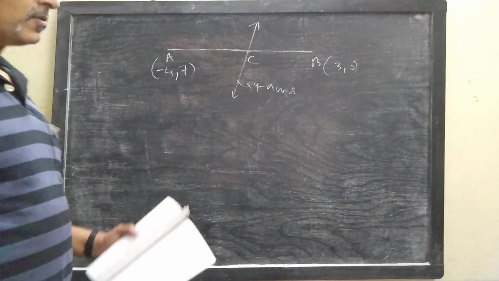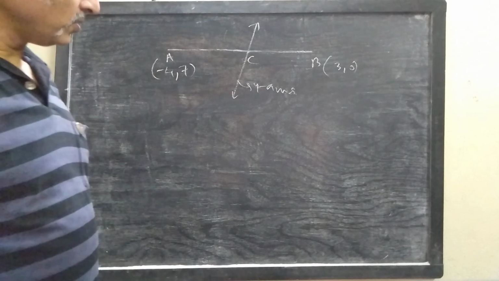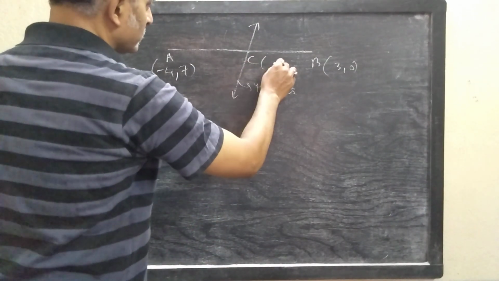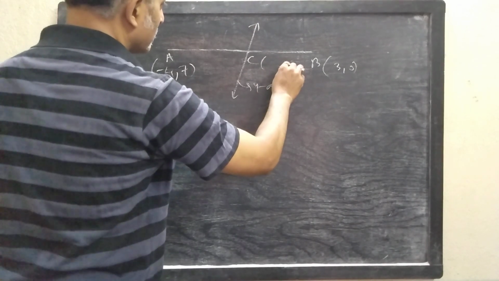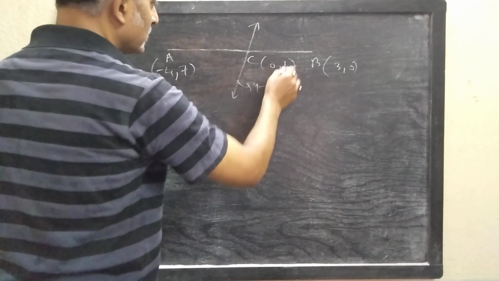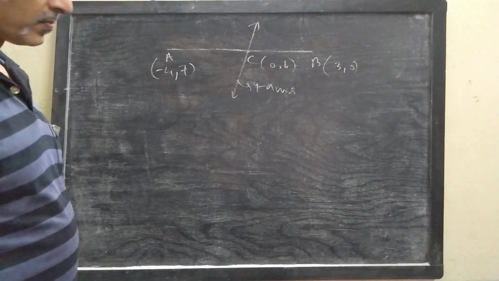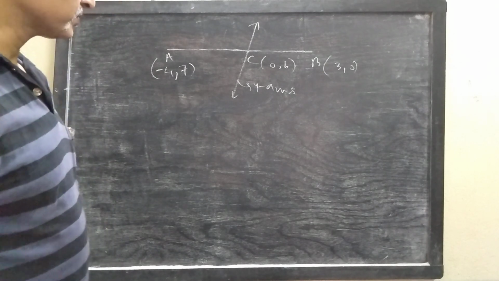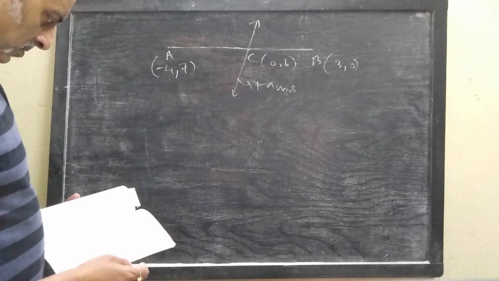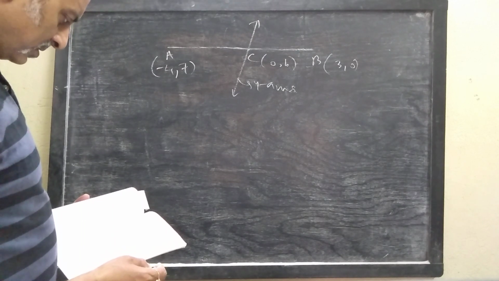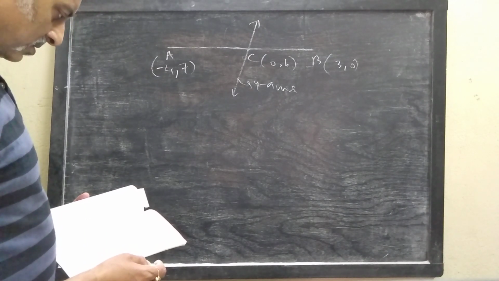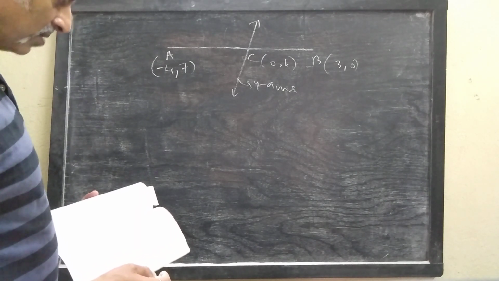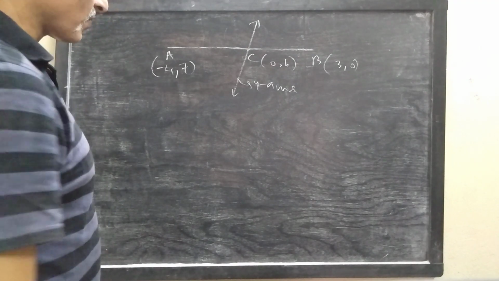Now recall what is the feature of the y-axis. We know all the points lying on the y-axis have their abscissa 0. So coordinates of C will be of this type, 0 comma something. The ordinate may have any value, but the abscissa should be 0. So they have asked you two questions. The first is to find the ratio in which the line is divided by the y-axis, and the second is the point of division, that is the coordinates of C.